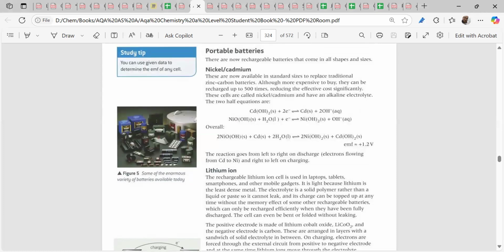This is the discharging equation, please. All are discharging till now. And we have to reverse it for the charging reaction, right?